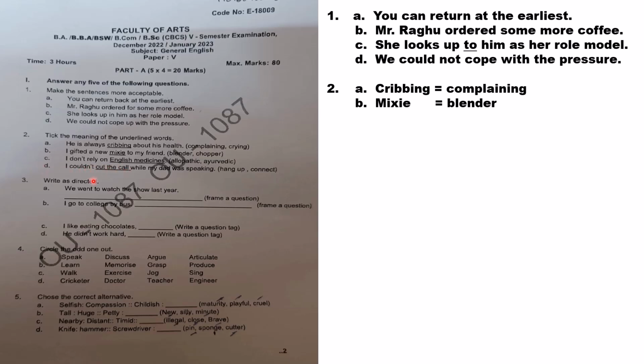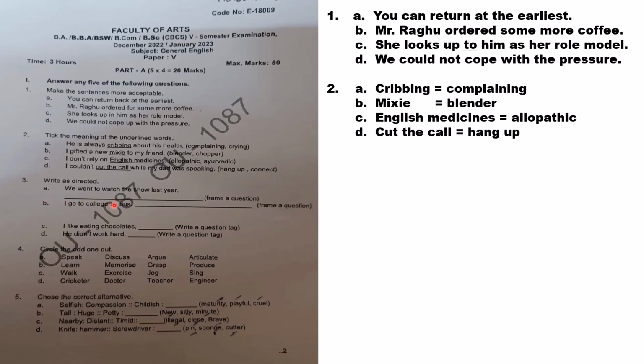C. I don't rely on English medicines. So what is the alternative for English medicines? It is allopathic. D. I couldn't cut the call while my dad was speaking. Cut the call again is an Indian English and the correct form is hang up. The alternative is hang up. Third question. Write as directed.